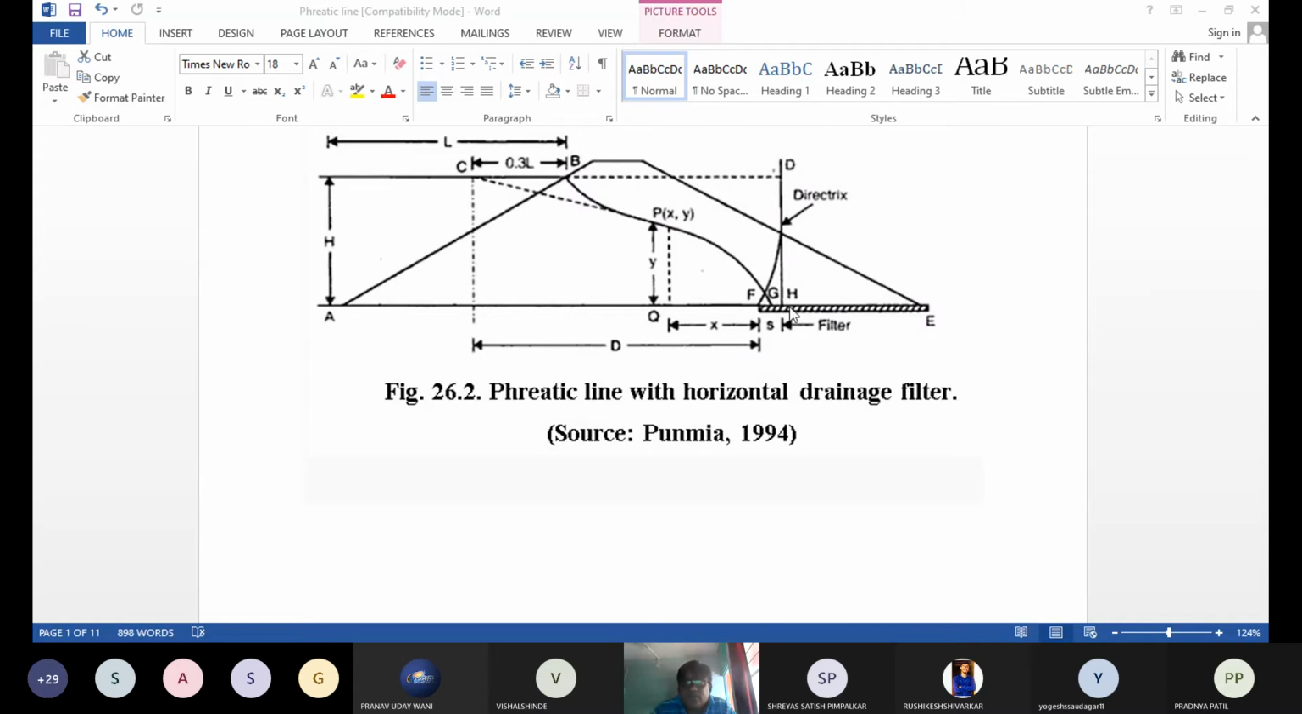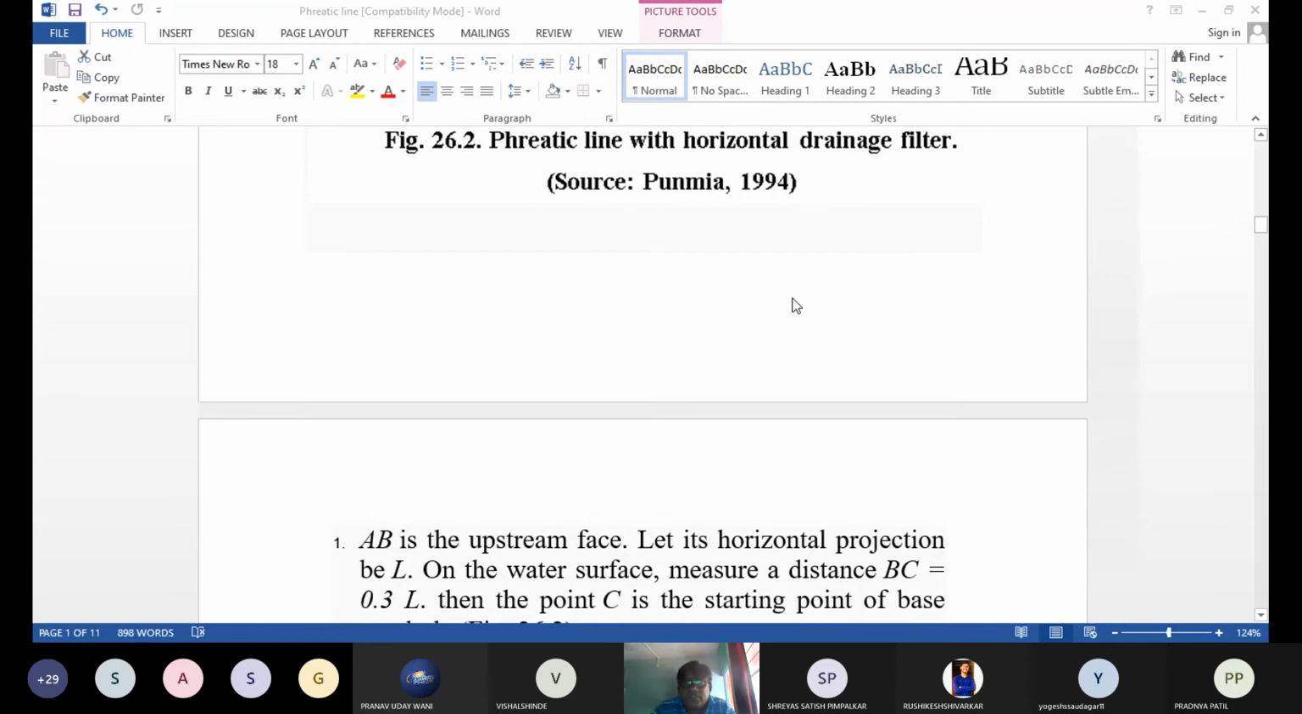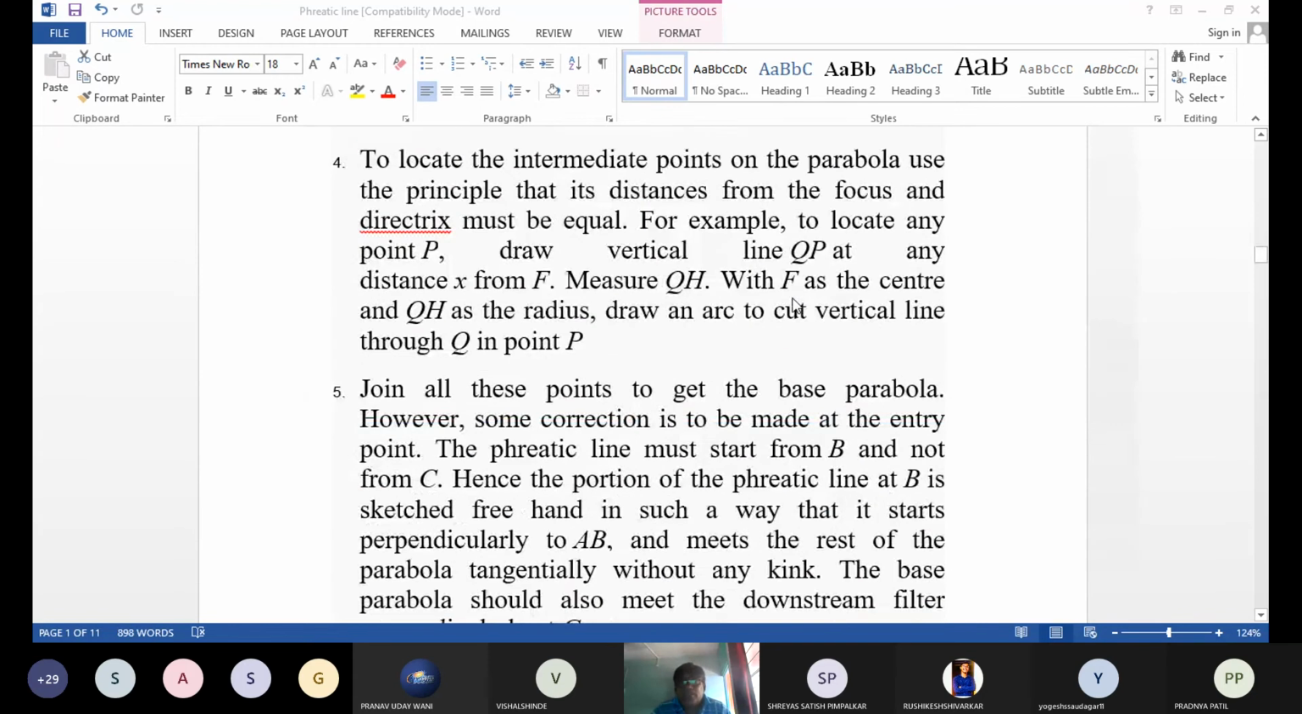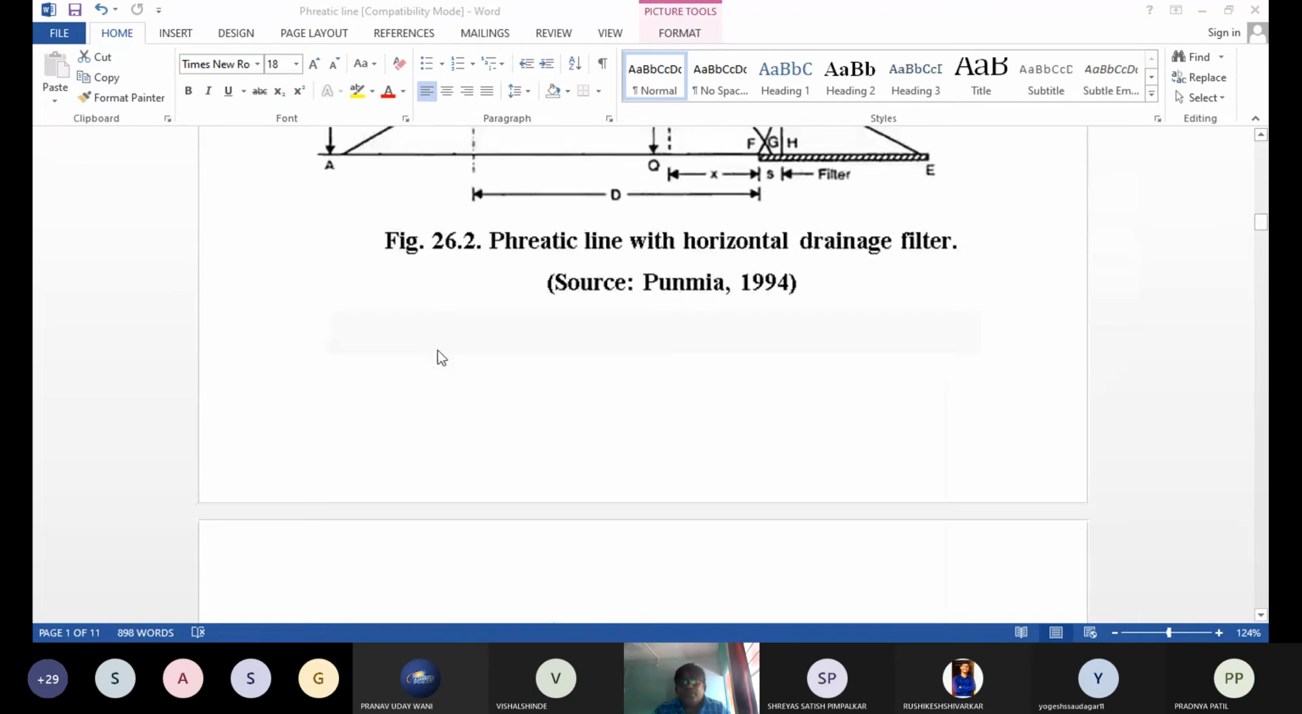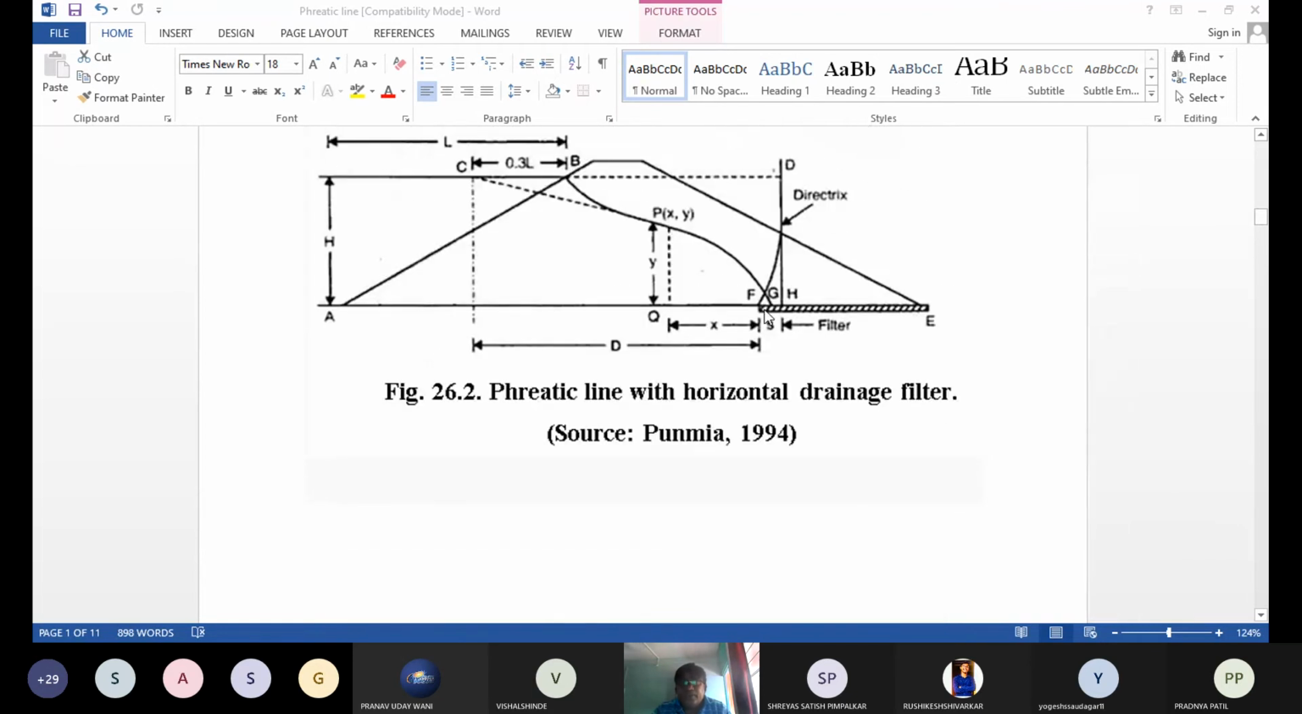So the focus point H. See here the procedure you carried over there. Take the vertical line QP at any point x from the F, measure the QH. With F as the center and QH as the radius, draw an arc to cut the vertical line through Q at point P. So the point P, if you have to draw the curve line through the point P, F and P to the F distance you are considering as the radius.